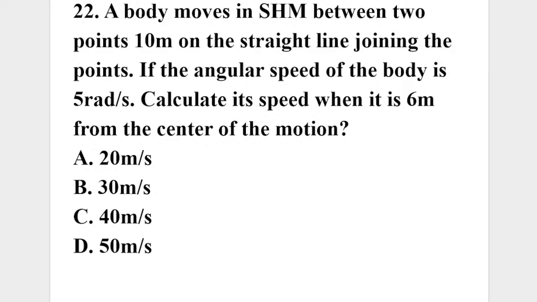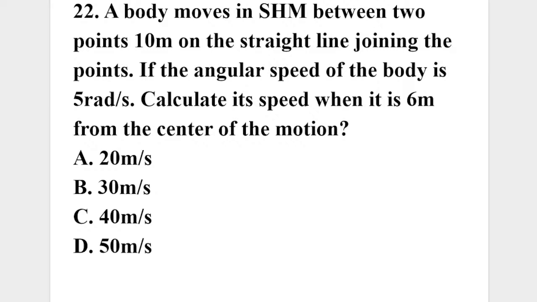Now, from this question, between 2 points 10 meters apart on the straight line joining the points, therefore my A is 10 meters. If the angular speed of the body is 5 rad per second, that is the omega, so my omega equals 5 rad per second. Calculate its speed when it is 6 meters from the center of the motion. So this my x is 6 meters. It is this root of A squared minus x squared that gives me R. So that's what you should know.